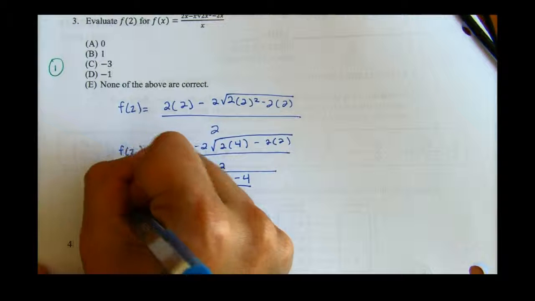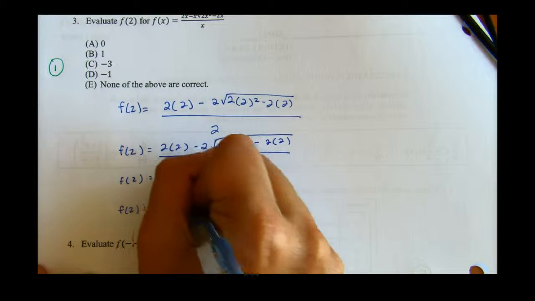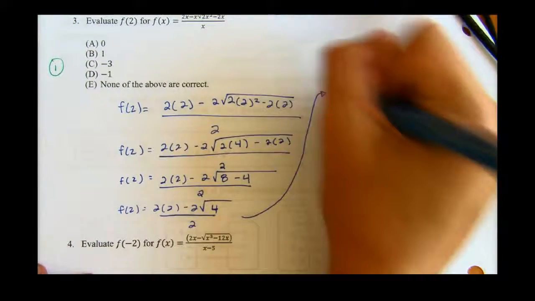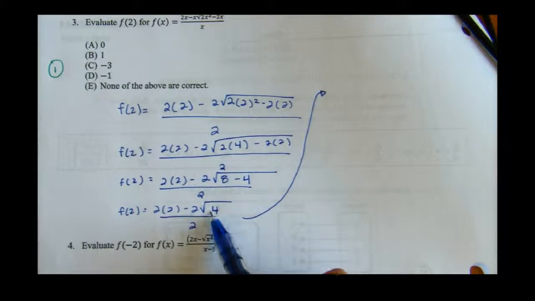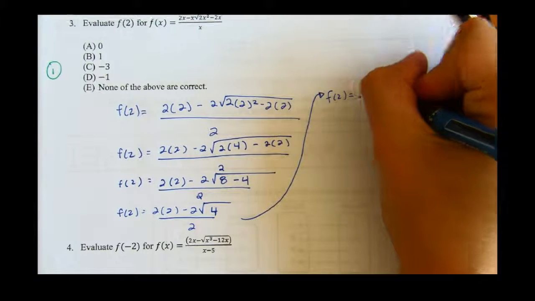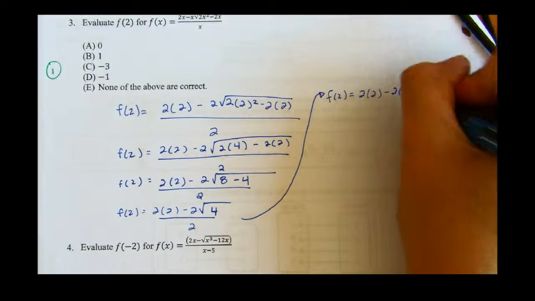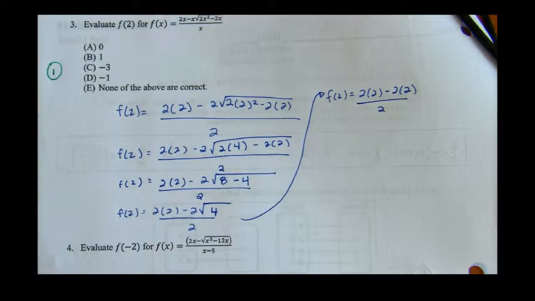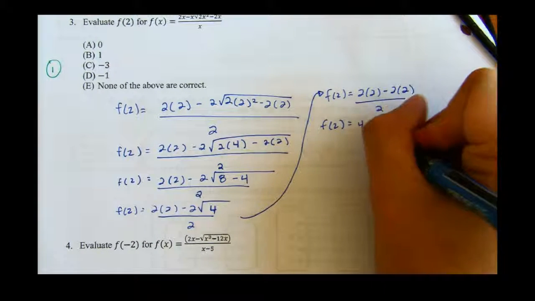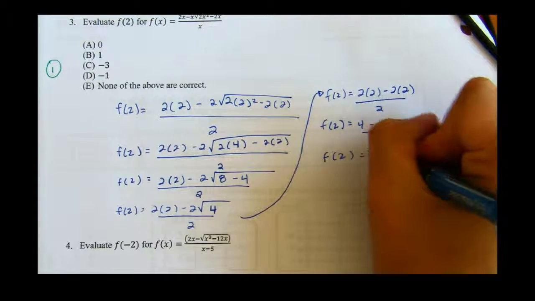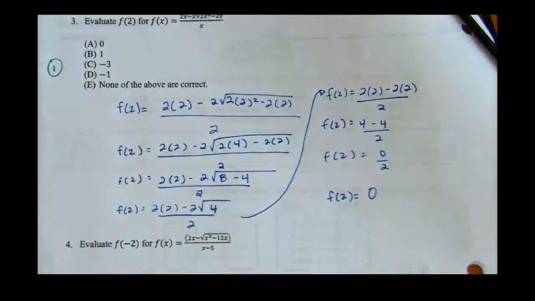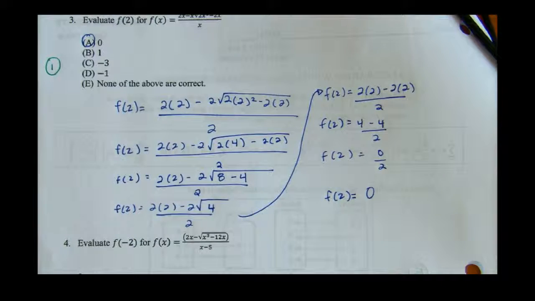So this is the same thing. F of 2 is equal to 2 times 2 minus 2 times the square root of 4 over 2. And I'm going to pick it up over here. My square root of 4 is going to simplify down to 2, so this is the same thing. F of 2 equals 2 times 2 minus 2 times 2 over 2. So f of 2 equals 4 minus 4 over 2. F of 2 equals 0 over 2, which is just going to equal 0. So A is my correct answer choice.